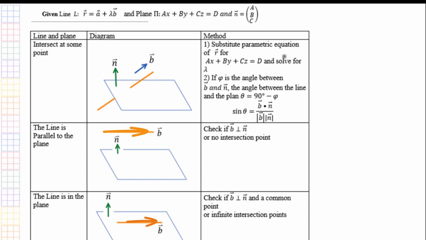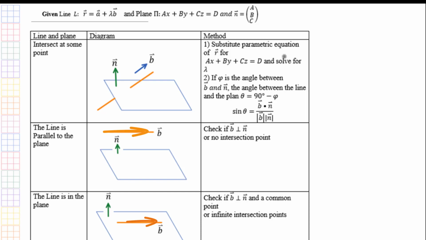This video is about the line and a plane. Given line L, r equals a plus lambda b, and plane pi, ax plus by plus cz equals d. We know the normal vector equals (a, b, c). There are three situations for a line and a plane.